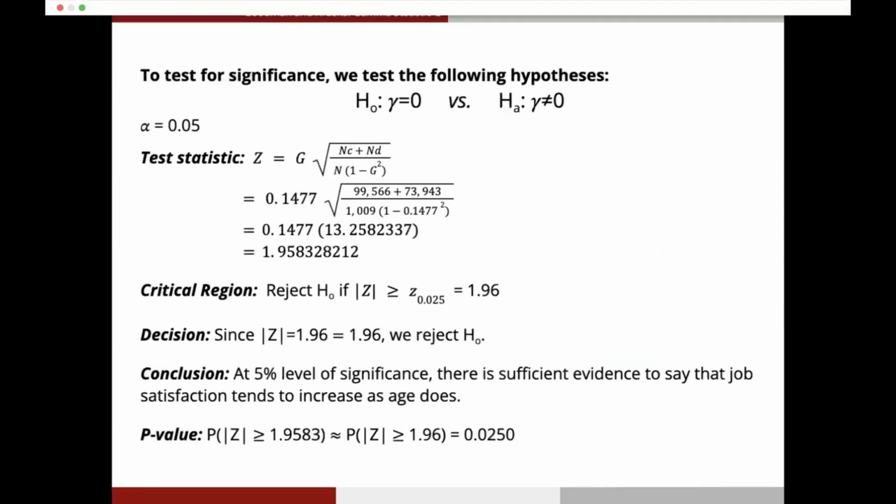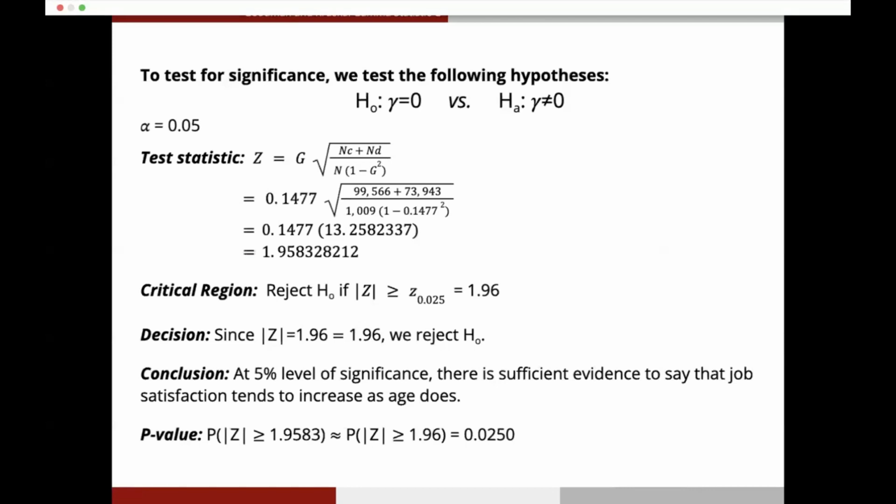In testing the hypothesis, we have the following H0: Gamma is equal to 0, meaning no association between the variables, versus our alternative hypothesis na gamma is not equal to 0, meaning there is a significant association between the variables. For this one, we will have to use Z as our test statistic, which is equal to G times the square root of NC plus ND all over N times 1 minus G squared. Nakuha natin previously yung value ng G, NC, and ND. Plug in na lang natin sila here sa formula.